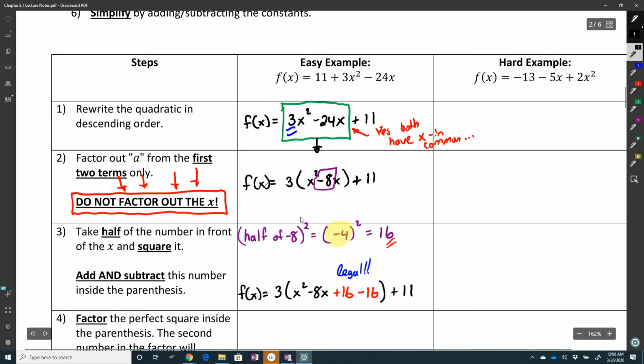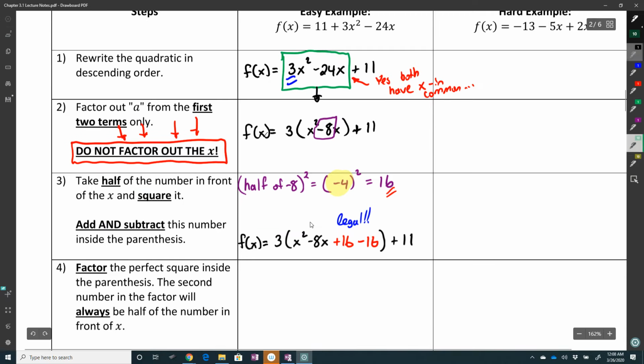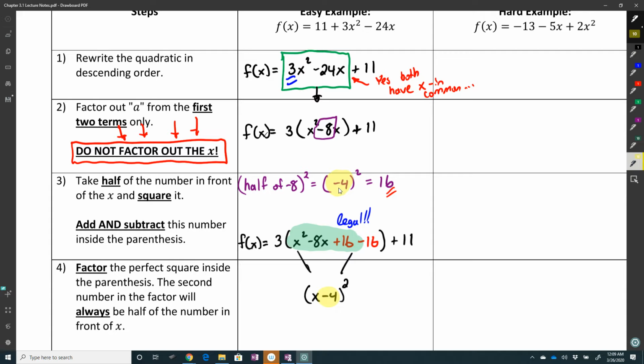So why would anyone want to do that? Well, the reasoning behind it is these first three terms now are a perfect square. So those first three terms, x squared minus 8x plus 16, that's x minus 4 squared. And if you're really bad at factoring, the number before you square it, in this case it was a negative 4, happens to be the same as that number right there. It always works out like that.